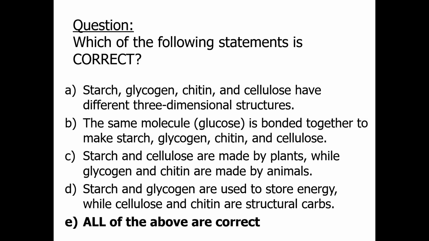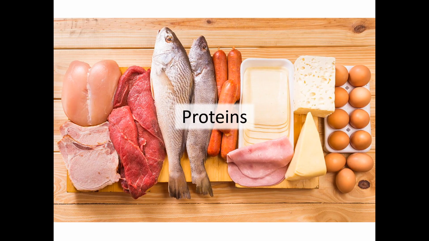Starch, glycogen, chitin, and cellulose are all made of the same thing, glucose, but they have different three-dimensional structures. So, check. The same molecule, glucose, is put together to make them? Yes. Starch and cellulose are made by plants. Glycogen and chitin are made by animals? Yes. Starch and glycogen are used to store energy. Cellulose and chitin are for structure. So this is a good summary question here. This is something you'll want to make sure you're very comfortable with, because you'll find at least a few questions on the test related to these concepts.